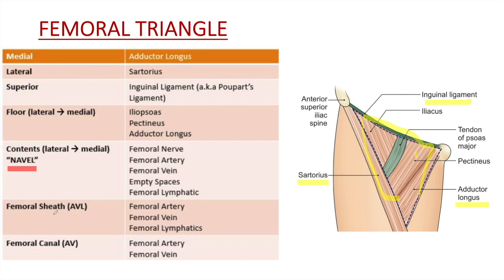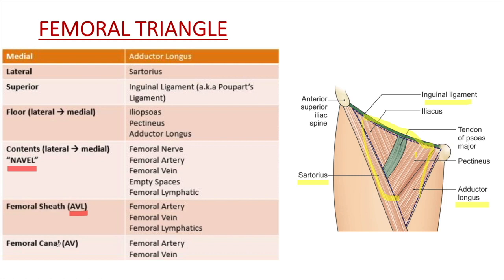Next is the femoral sheath. The code is AVL. A for femoral artery, V for femoral vein, and L for femoral lymphatics. Femoral lymphatics is also called the medial compartment.